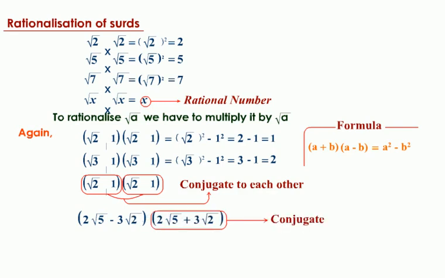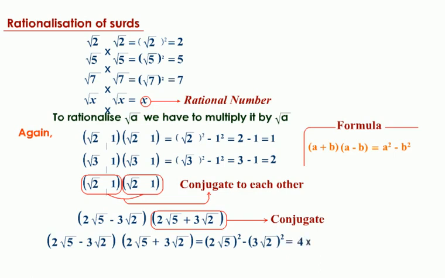Thus, (2 under root 5 minus 3 under root 2)(2 under root 5 plus 3 under root 2) is equal to 2 under root 5 whole square minus 3 under root 2 whole square, which gives us 4 into 5 minus 9 into 2, which is equal to 20 minus 18, that is 2, which is a rational number.